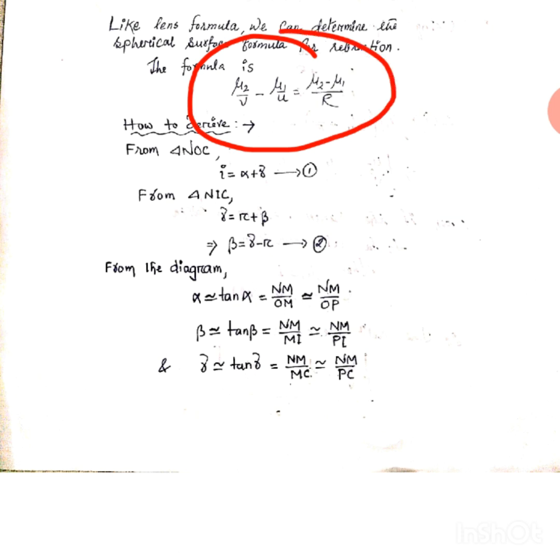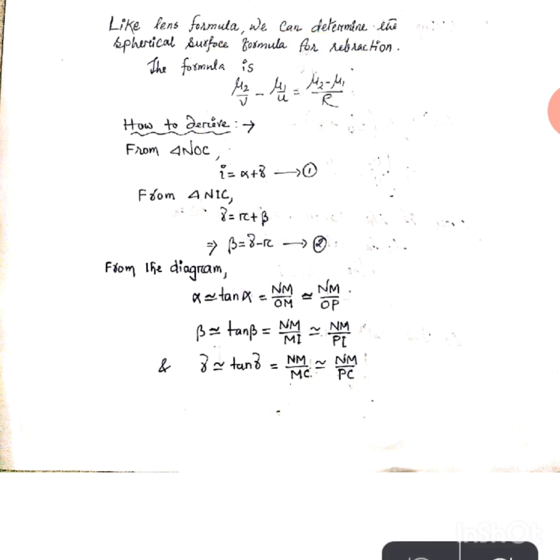The formula for the spherical surface is mu2 by v minus mu1 by u is equal to mu2 minus mu1 by r, where v is the image distance, u is the object distance and r is the radius of curvature.